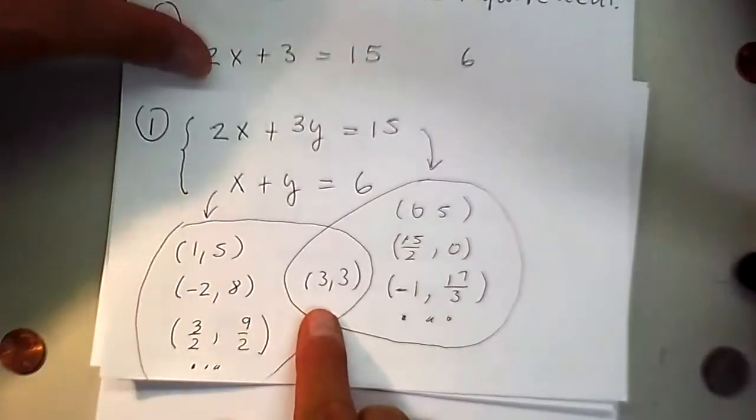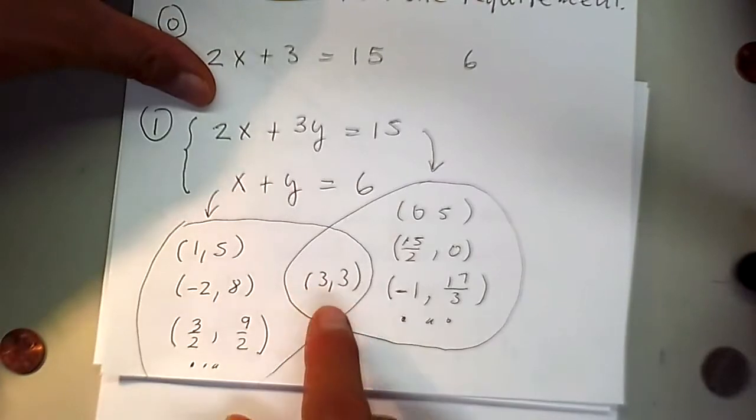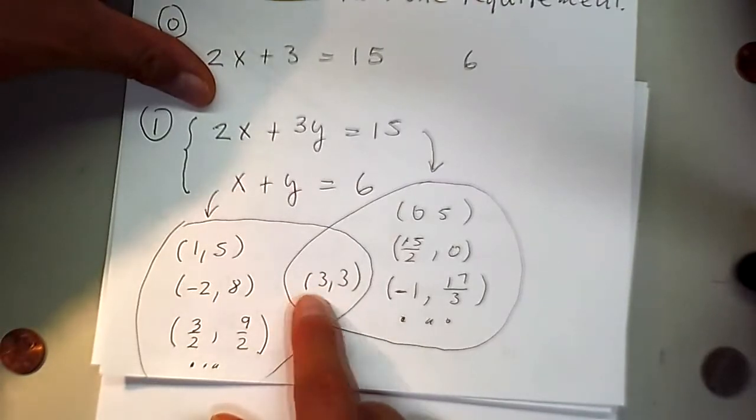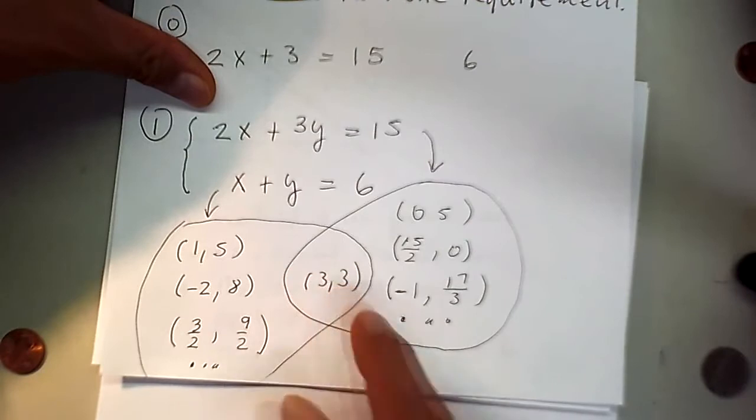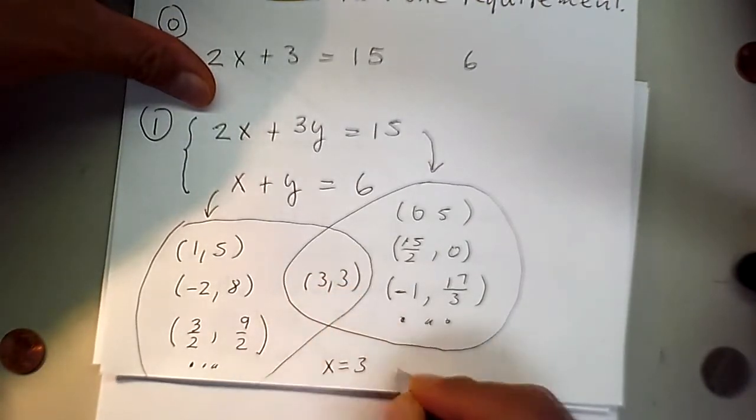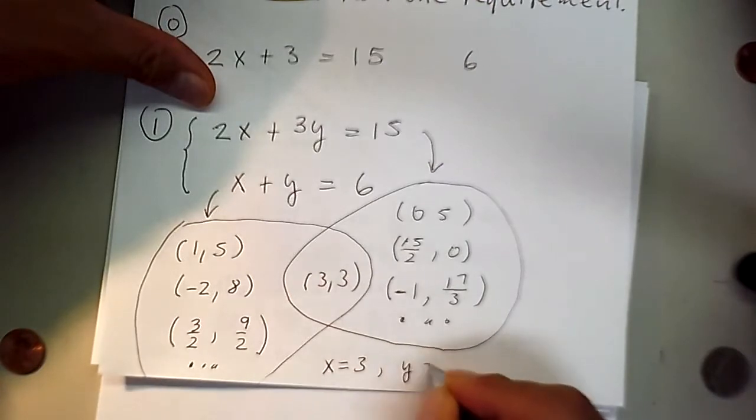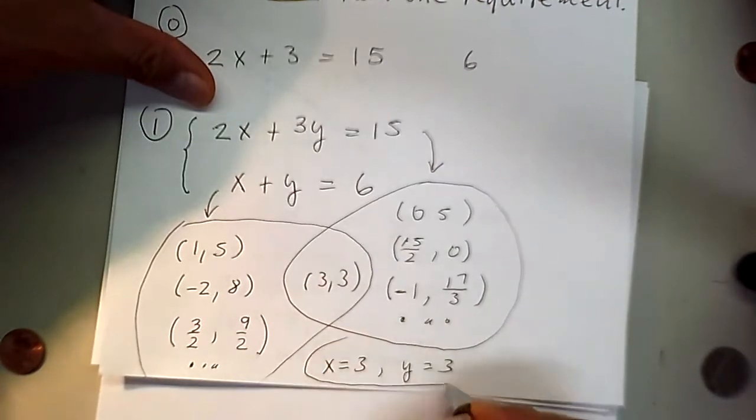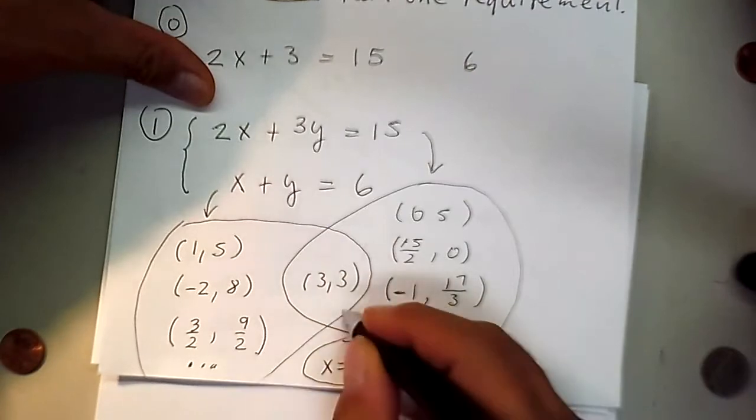There's a couple of ways to write the answer, by the way. So if we have a solution, this is one way to write the answer, (3, 3). Another way to write the answer is to say, well, x has to be 3 and y has to be 3. So we can write the final answer this way, or that way.